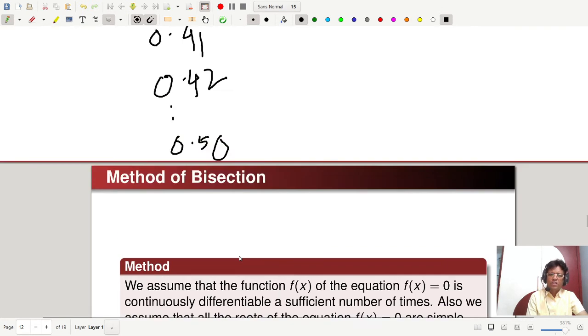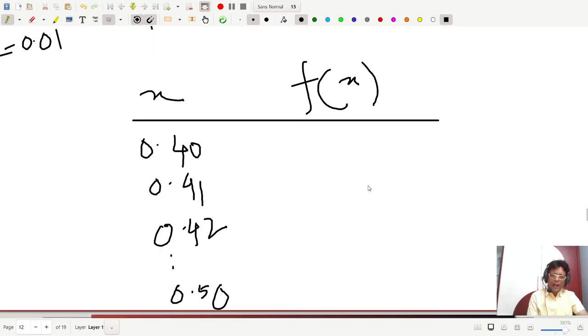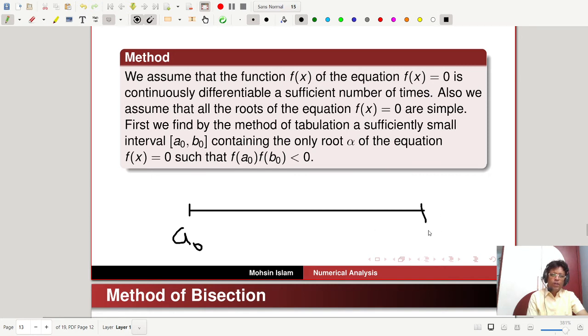Just like we have explained here, you have to find a small interval [a0, b0] where the root lies. So you have a point a0 and b0, and in this interval you have a root alpha, right? This is the root alpha, and f(a0) and f(b0) are of opposite signs.